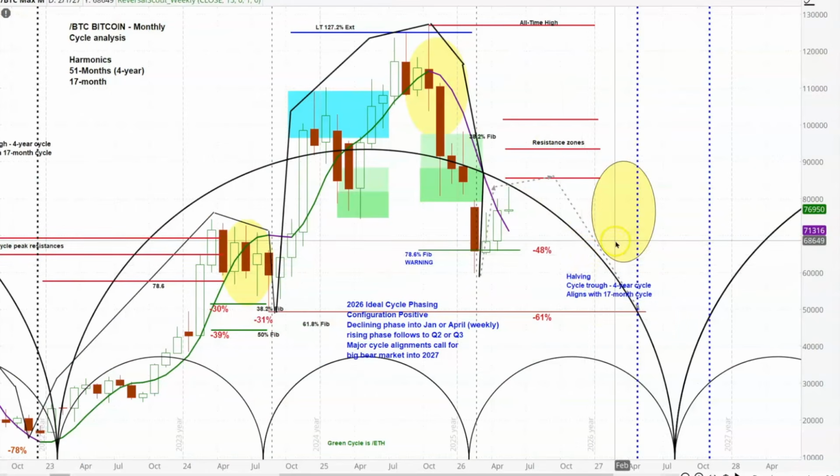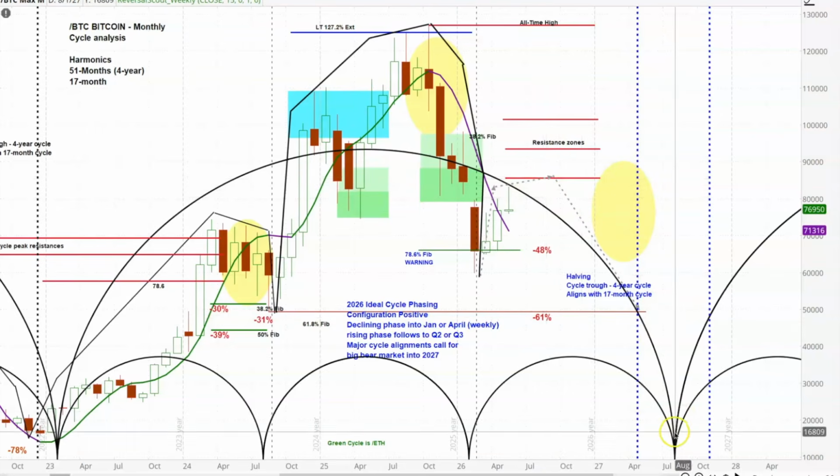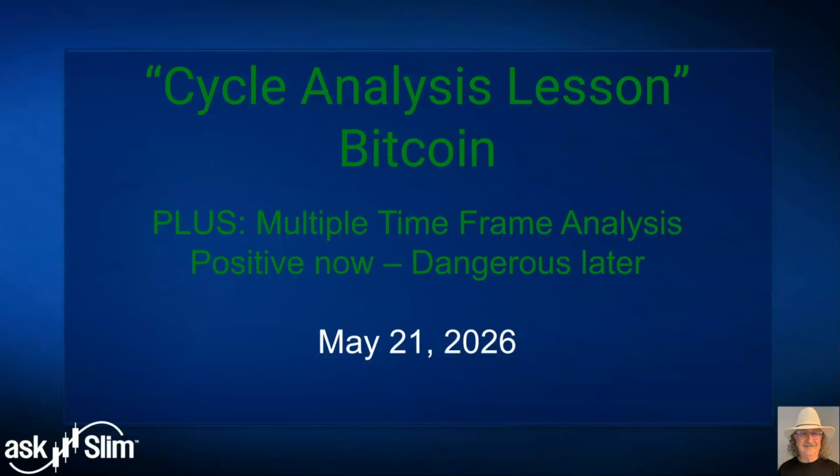That just tells you that the rally in Bitcoin is very likely to have a hard time moving up. There's probably more near-term rally to come. But then when that's over and you get over here later into this year and into the next year, there's very likely to be a very significant period of decline. That's why I say positive now, likely to make upside ground, dangerous later. That is the cycle analysis lesson on Bitcoin and my multiple time frame analysis.